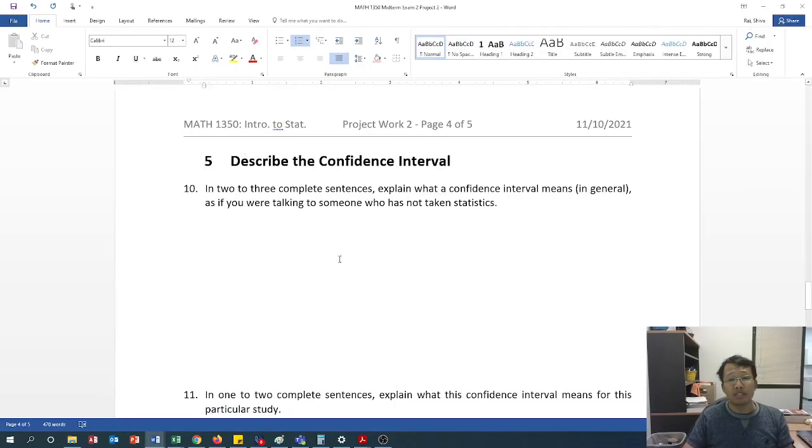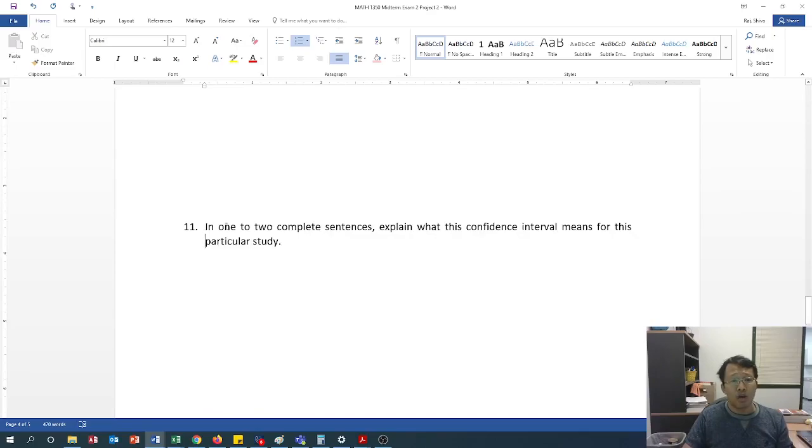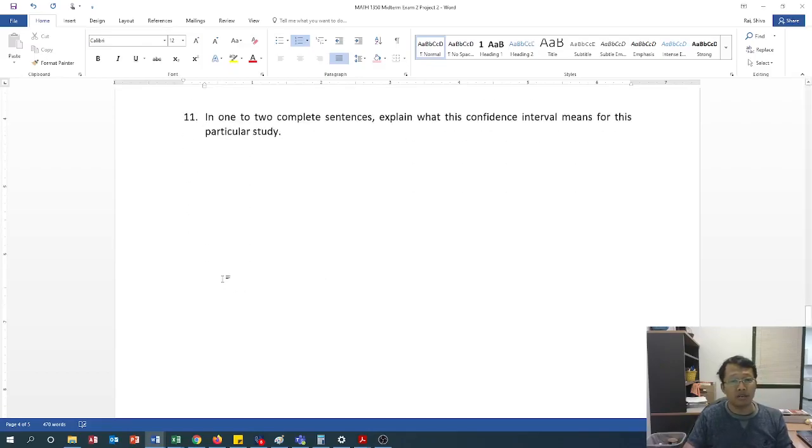And describe the confidence interval. The description of a confidence interval is: I am 90% confident that most of the home prices lie within the mean of this much and this much, within that confidence interval. That should be written down in very plain and simple language so that anyone can understand. In 1 to 2 sentences, explain what the confidence interval means for this particular study. What would be your statistical interpretation for that? Please write that down as well.